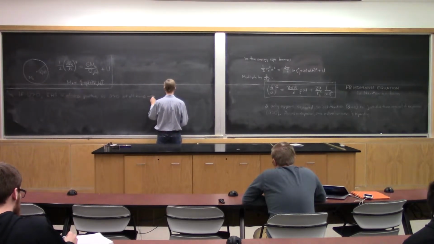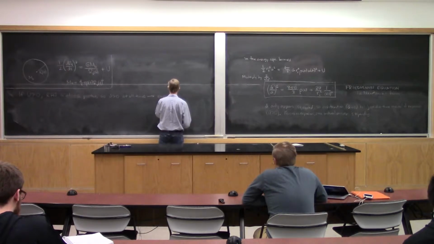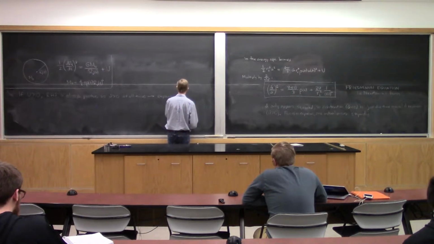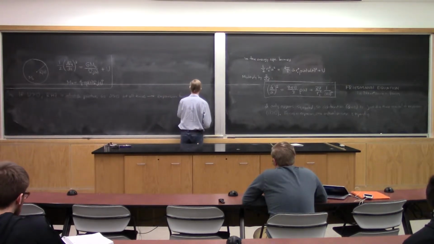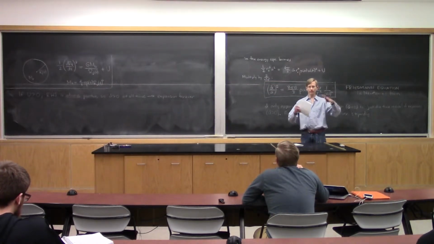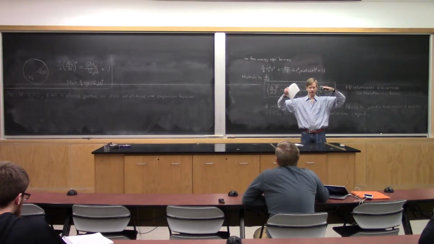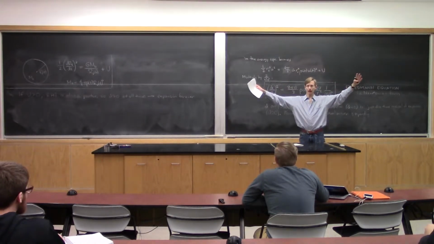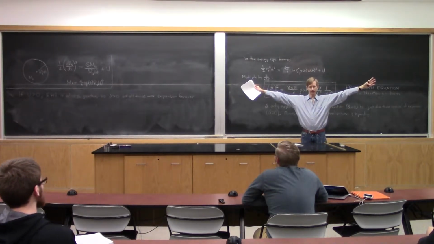And that says, expansion forever. There's not enough gravitational attraction to ever stop the sphere from expanding. Every part of the sphere, in a sense, is moving faster than escape speed. And so it just keeps flying apart forever and ever and ever.